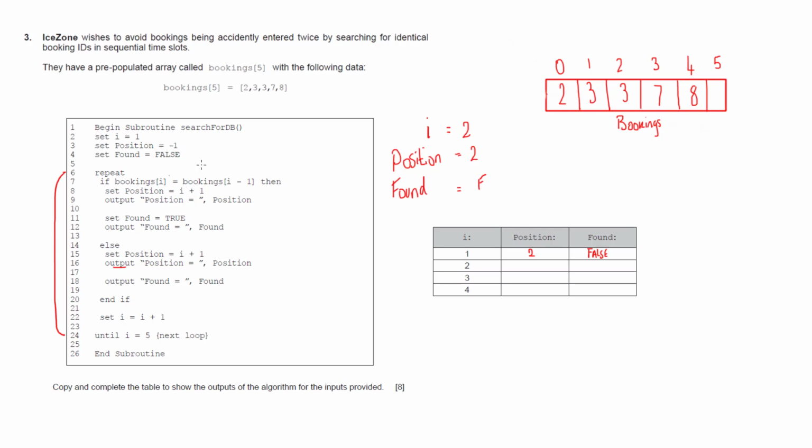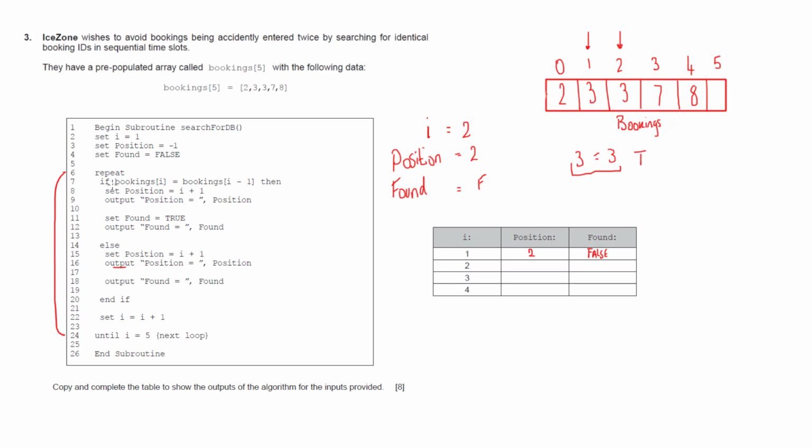If bookings I, this time I is 2, so we're looking at this one here, and the element position there is number 3. Is that equal to bookings I minus 1? Well, I is 2, minus 1 from it is 1, so what's at bookings in position 1? Well, that's 3 as well, because we're looking at these two elements here, this one and this one. Now, because they're the same, when we compare them as a logical condition, that output's true.